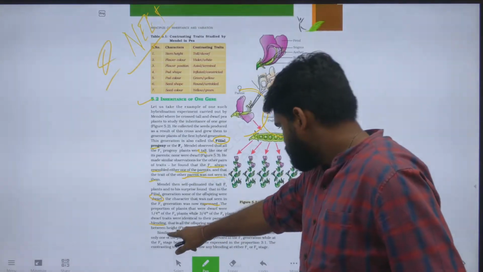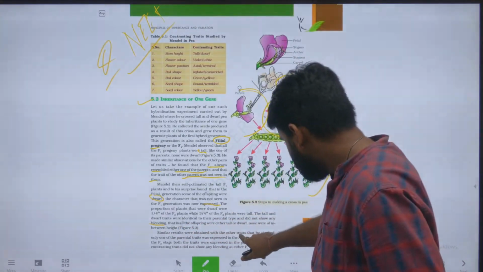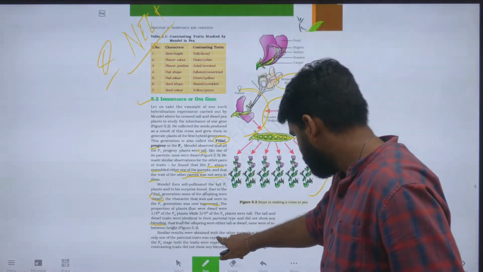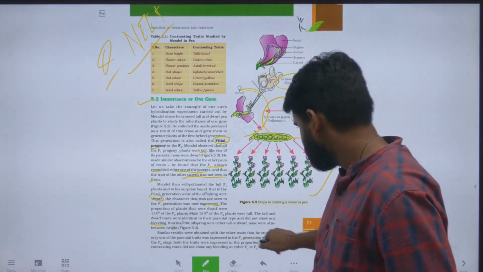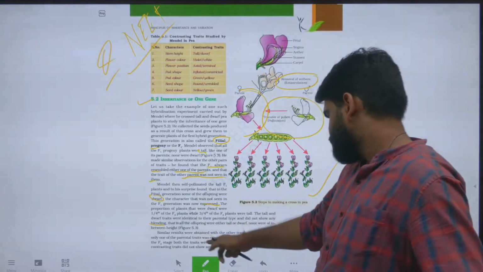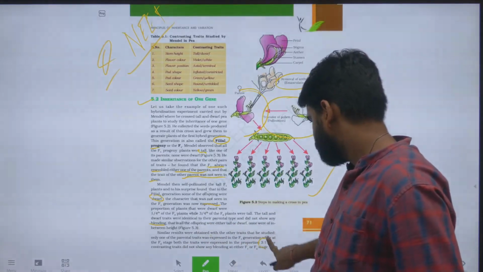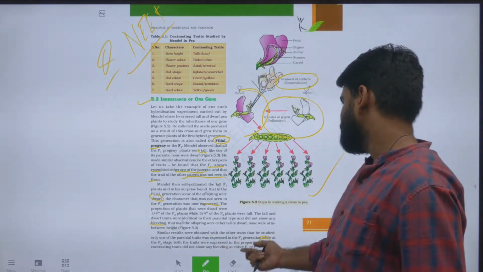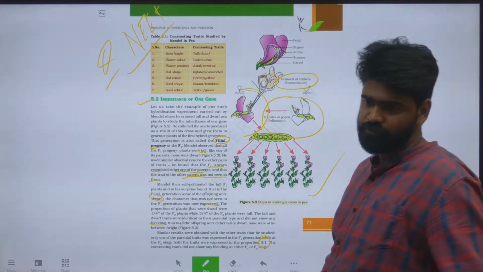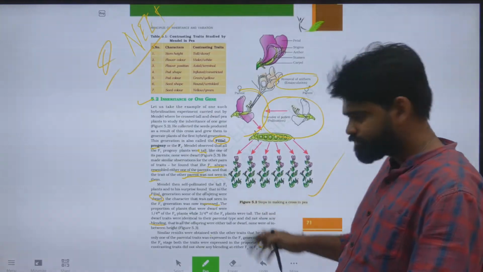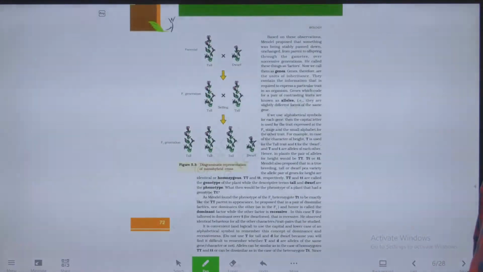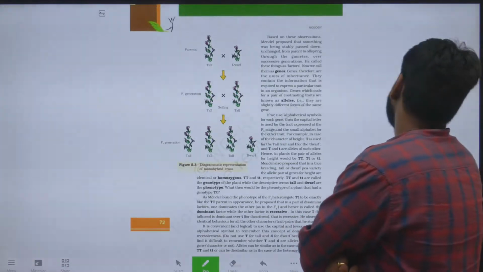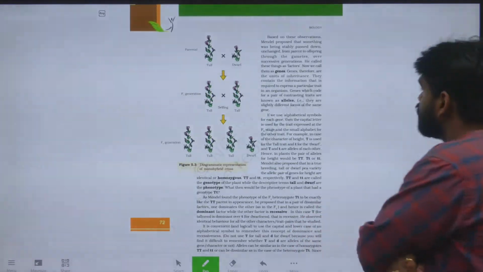Similar results were obtained with other traits that he studied. Only one of the parental traits was expressed in the F1 generation, while in F2 both traits were expressed in the proportion 3:1. The contrasting trait did not show any blending at either F1 or F2. Is that clear? Online batch, are you getting it? Yes, sir.